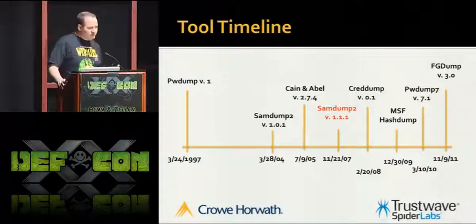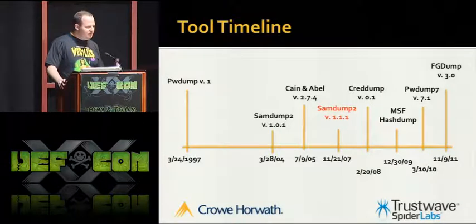So when we look at this from a timeline perspective, now that we saw the relationship, I want to quickly go through just where we started. This actually reaches all the way back to 1997. PWDump version 1 was released then. And then in 2004, there's actually quite a few tools that were introduced between that time frame. But then SamDump was released in 2004. We had Cain and Abel started doing this method in 2005. And then in 2007, there was something really cool that happened.